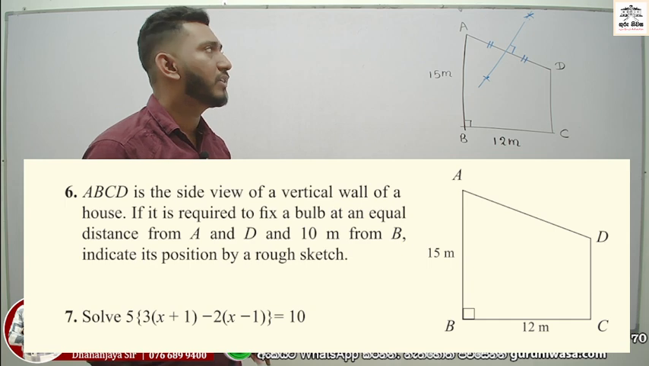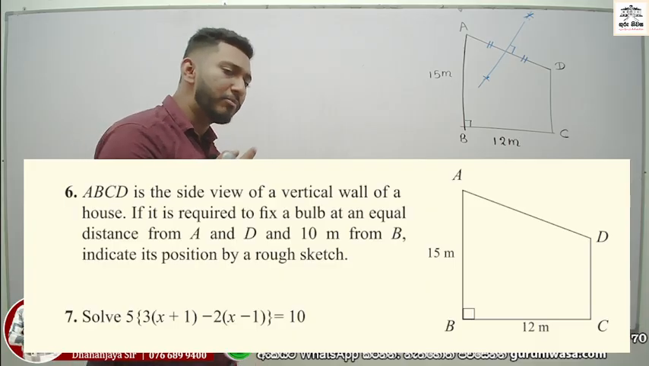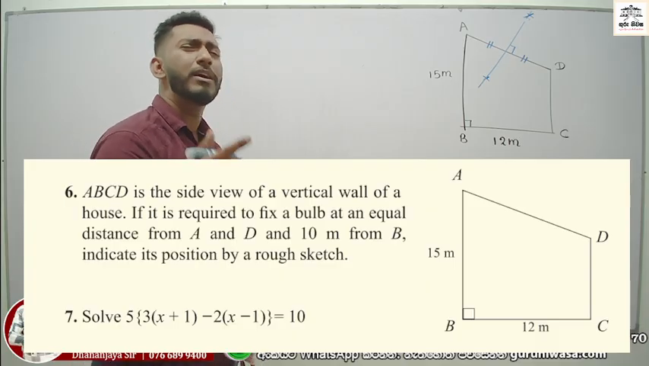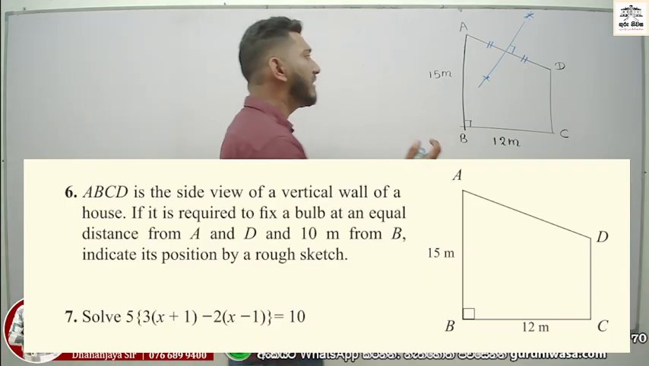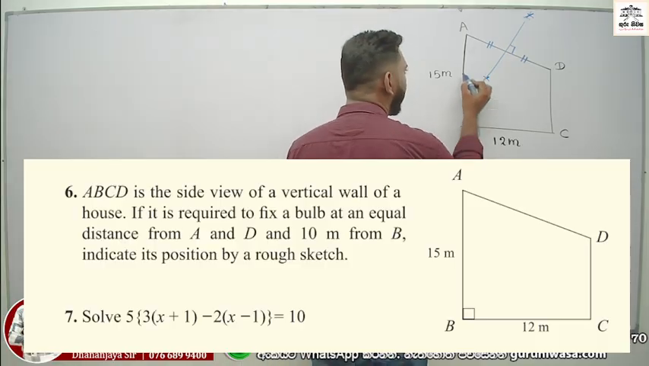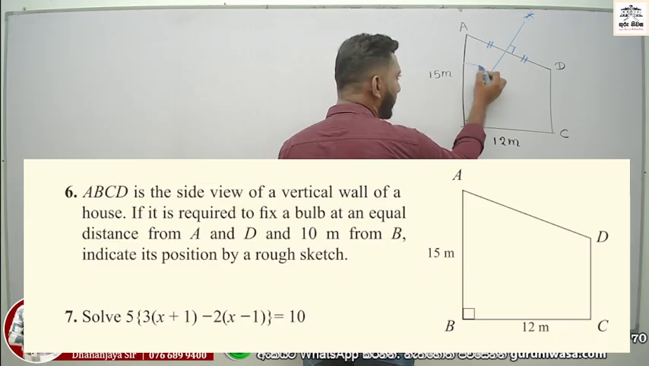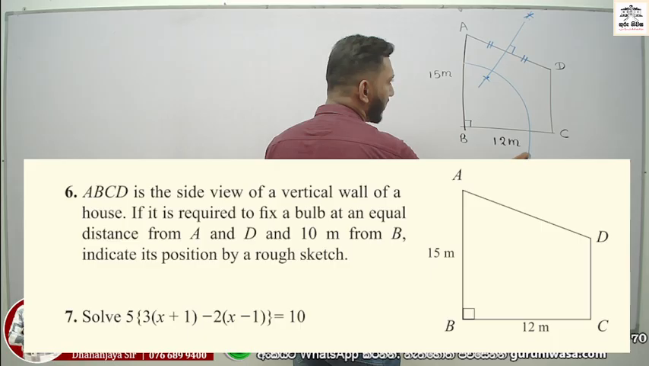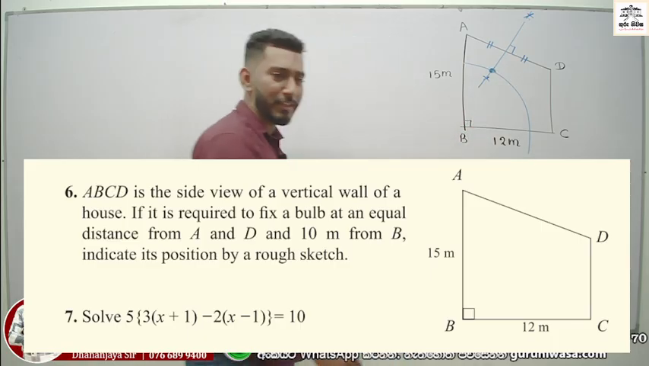Locus points equidistant from A and D, as well as 10 meters from B. B is a point. Therefore, 10 meters, you need to draw a circle with a radius of 10 meters. So from here I draw a circle like this. Therefore, this is the intersection point. The bulb should be placed right here.